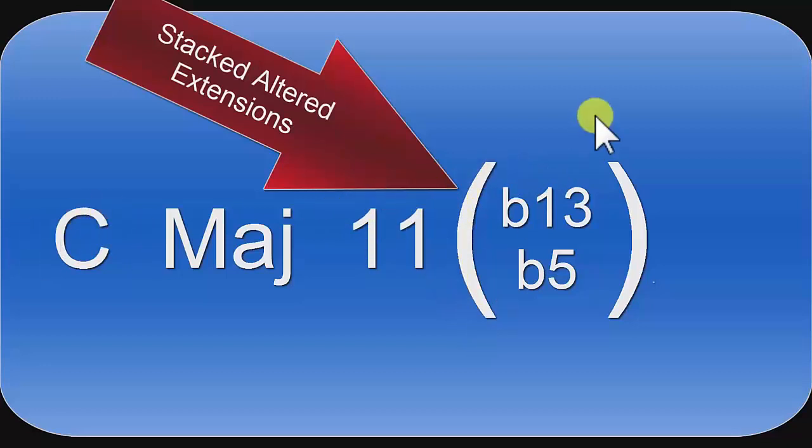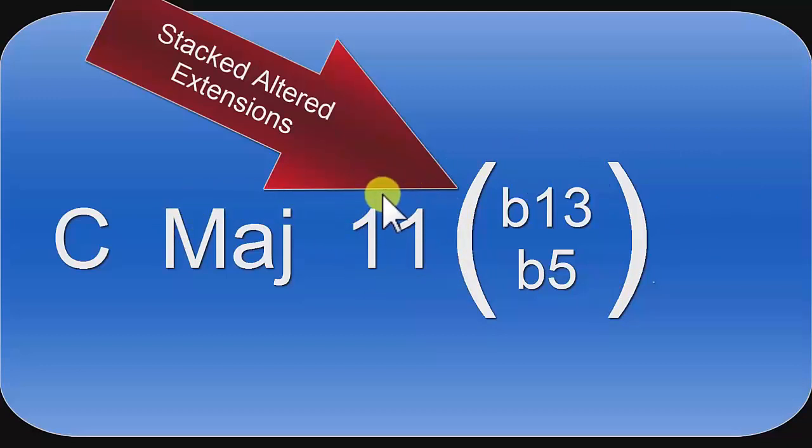And now we have extensions on this chord of a flat 13 and a flat 5, right? So we've got an A flat and we've got a G flat, haven't we? Now what you do is you always put the highest altered extension at the top in the stacked brackets, and the low one at the bottom. If you put it the other way around, it's wrong and it actually looks wrong.